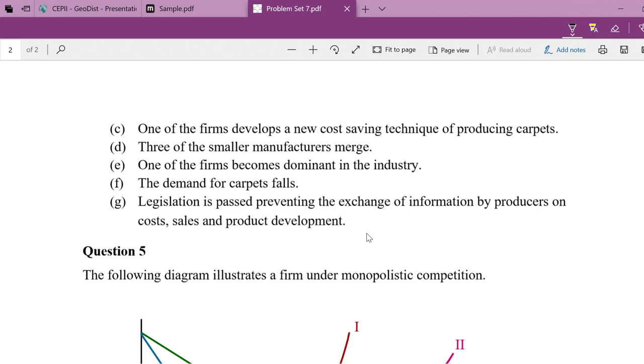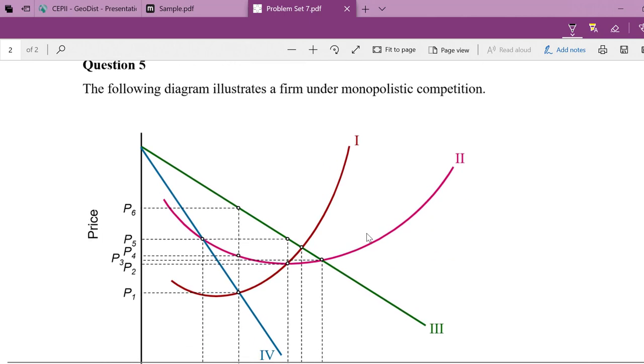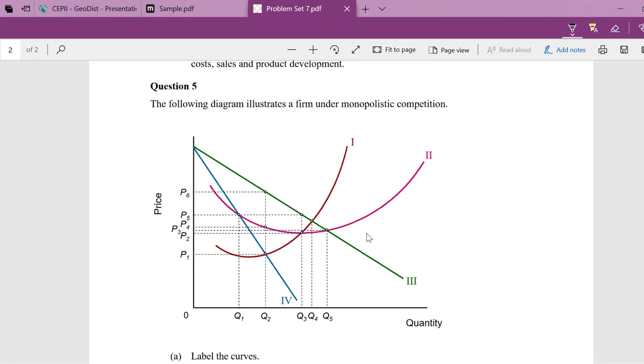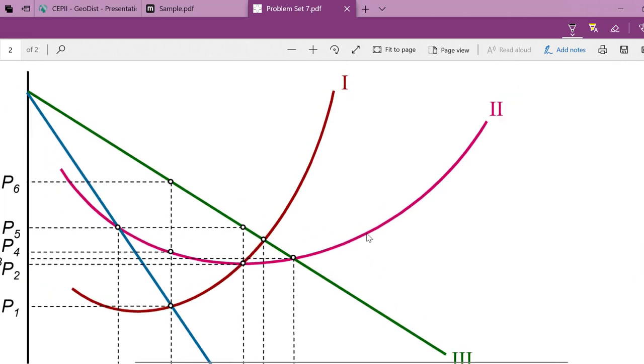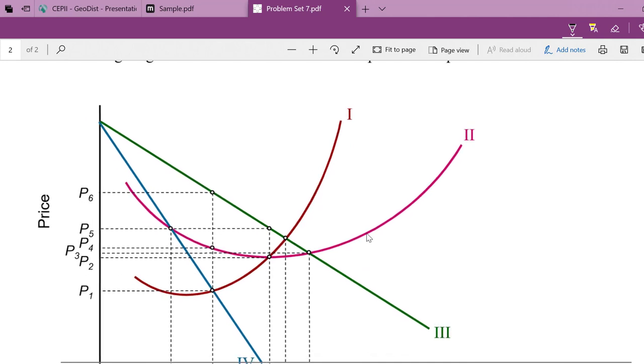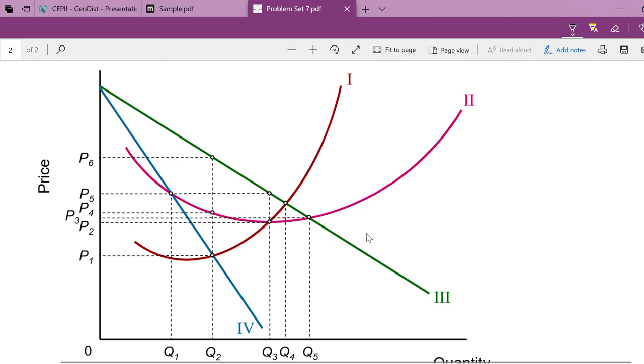Now, question 5. Do you have any questions on the previous parts? If not, let's read this one. I'll read this myself because the screen appears too small for displaying everything. Right, the first question, question A. The following diagram illustrates a firm under monopolistic competition. Let's label the curves. What's the name of the first curve?